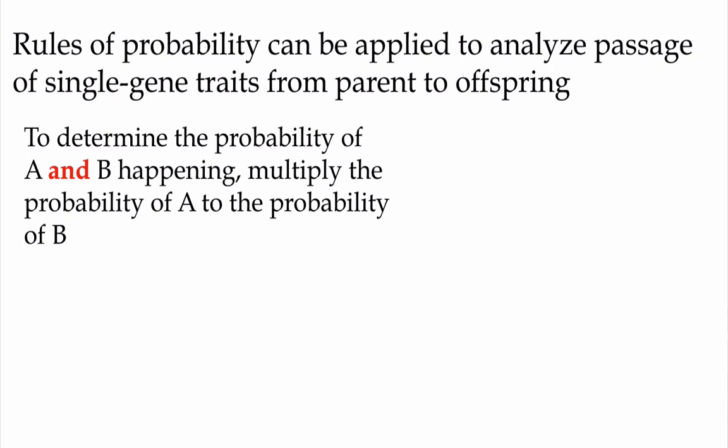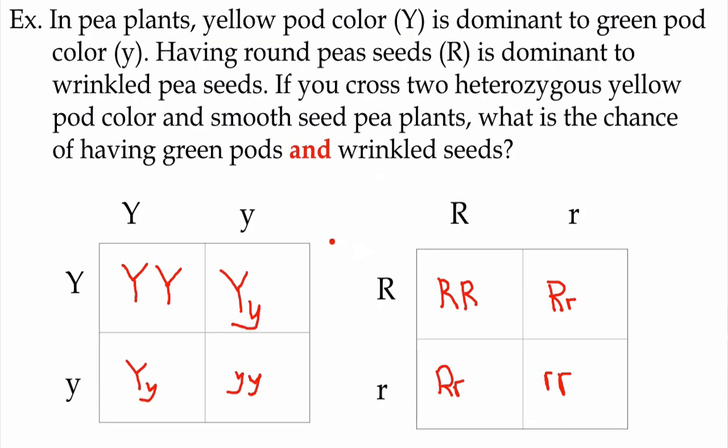If I want to determine the probability of A and B happening together, I now need to multiply the probability of A by the probability of B. So in this case, I have a 1 out of 4 chance that it could be green, and a 1 out of 4 chance that it could be wrinkled. And now I multiply it. So now I have a 1 out of 16 chance that both of these happen at the same time. So remember, if it says or, you want to add. If it says and, you want to multiply.